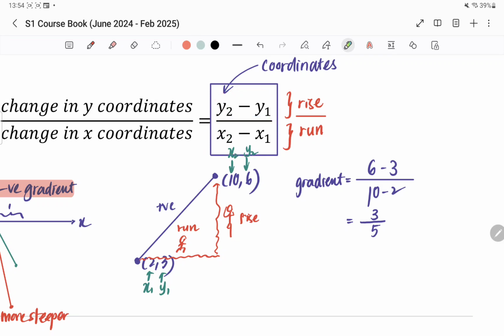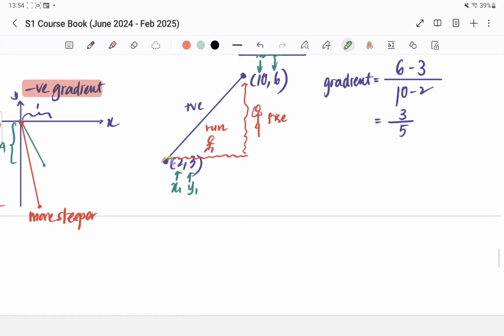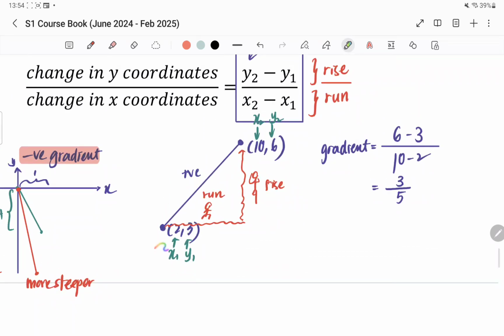Okay, so I'll give you an example. Let's say I'm running from this point over here. I run all the way here and then I rise, like flying upwards. Let's say my first point coordinate is 2 and 3, and I moved all the way to 10 and 6. So I run first from 2 all the way here, and then I fly up until 6 over here. So this is run and this is rise.